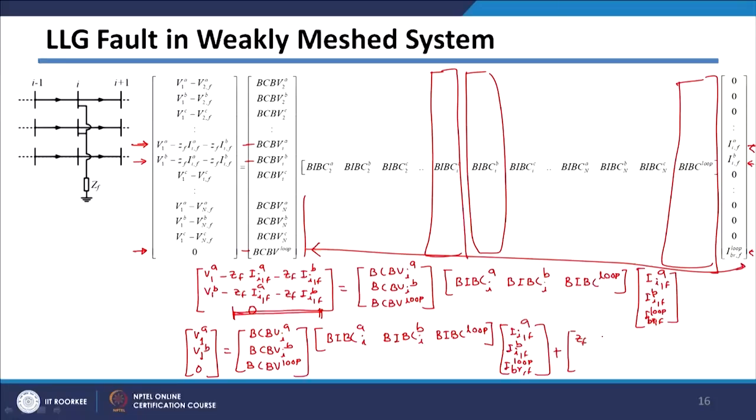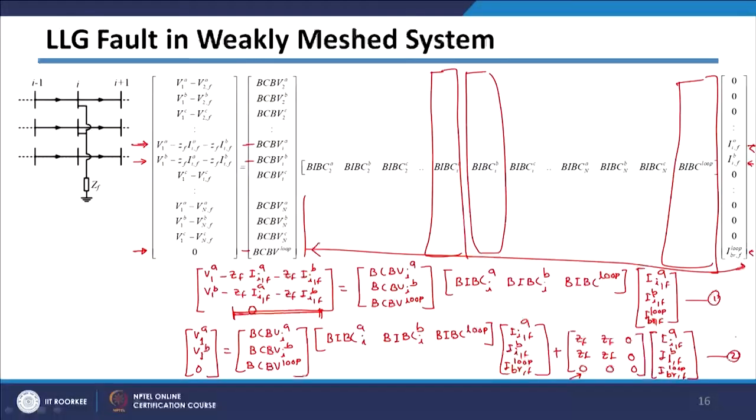It will be ZF 0, ZF 0, 0, 0, 0, and this will get multiplied with fault current in A phase, fault current in B phase, and fault current in loop forming branches. However, the multiplication with loop forming branch is 0, 0, 0, so it will not come into picture. Similarly, the last row in this matrix is 0, 0, 0, which will not come into picture. So it correctly represents your terms in the left hand side of equation first.